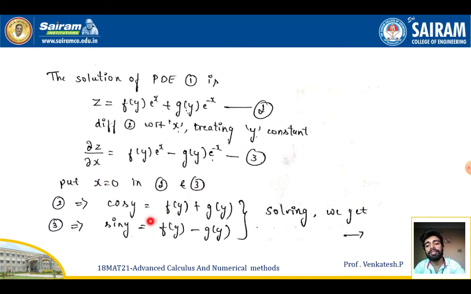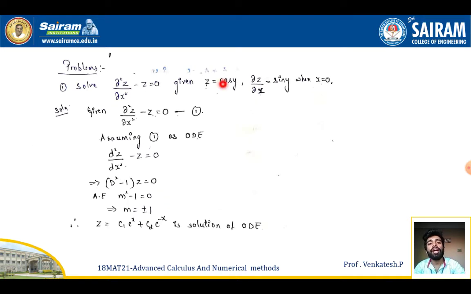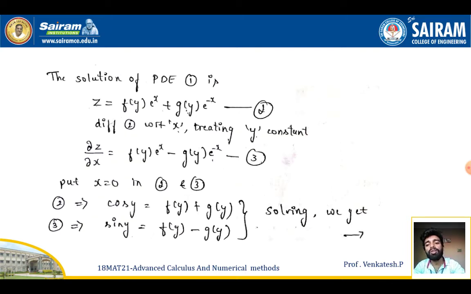If I replace x = 0, with z = cos y and ∂z/∂x = sin y, I get the following equations. From the equation, when x = 0, z = cos y, I get cos y = f(y) + g(y). In the other one, if I replace x = 0 and ∂z/∂x = sin y, we get sin y = f(y) − g(y).